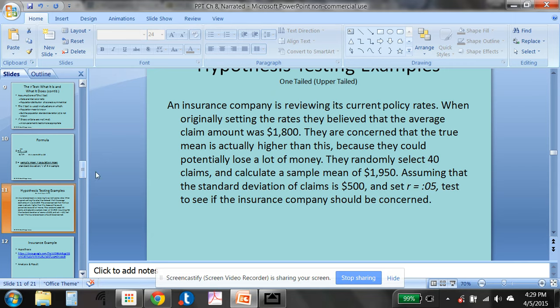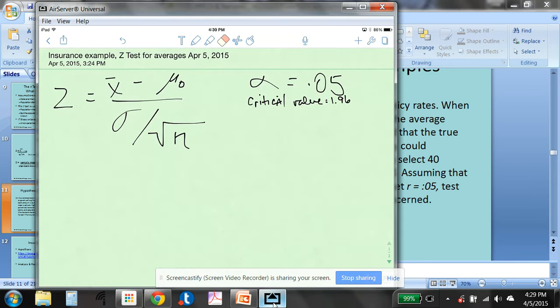So I'm going to flip over to the other screen here, and I've put in our formula. This is the Z formula. It is in Chapter 8 in your book, maybe around page 204 or 205. Okay, so here's our formula. Z is equal to the mean, which was, what did we have? We thought it was $1,800.